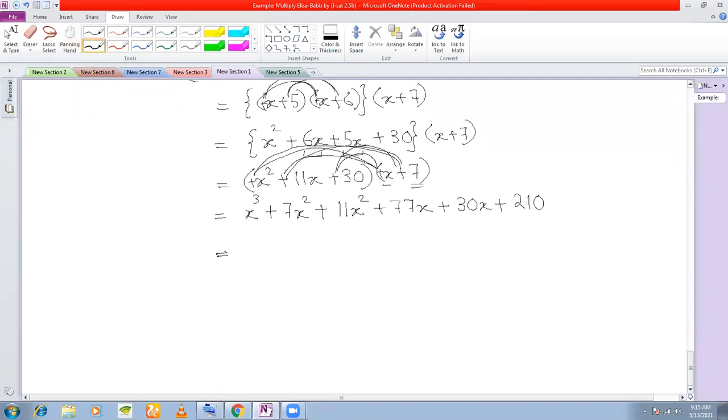Now we'll simplify this. Look for like terms. X cube has no other like terms and this is the highest power. So we write this first. Next power is 7x square. So 7x square is here. 11x square is here. If you add these two, how much do you get? 18x square. Next you have 77x and you have a 30x. You add these two, how much do you get? 107x. And finally you have 210. And that's it. That's your required product. Clear?